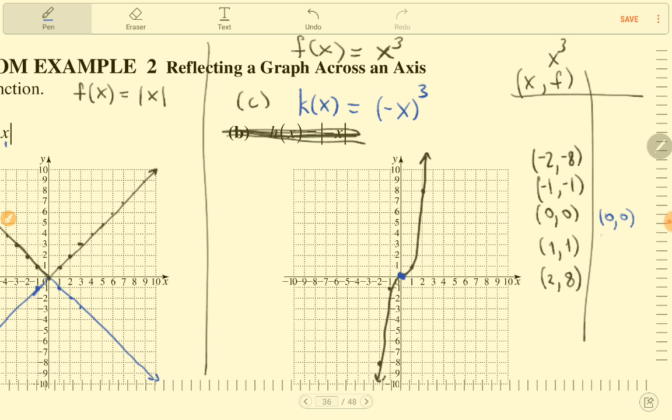And then we have positive 1, but if I put in a positive 1 here, there's a negative out front of it now. So this will be negative 1 quantity cubed, which we know is negative 1. So now 1 will not be paired up with positive 1 anymore, but with negative 1. So we're down here. And then 2 will be paired up with negative 8.